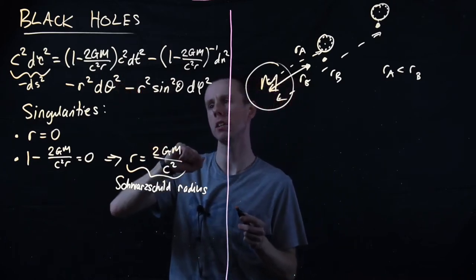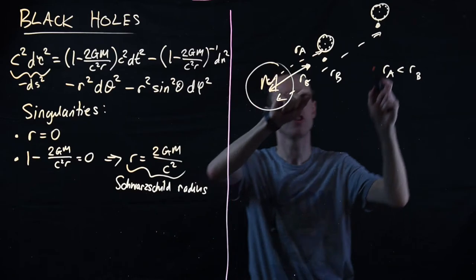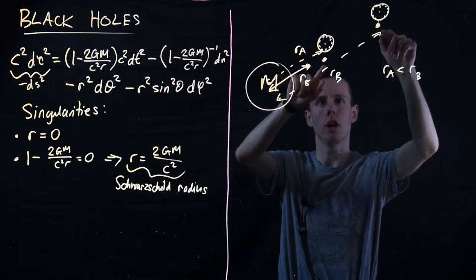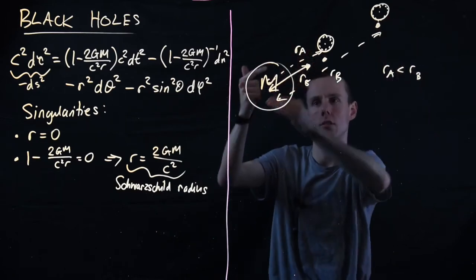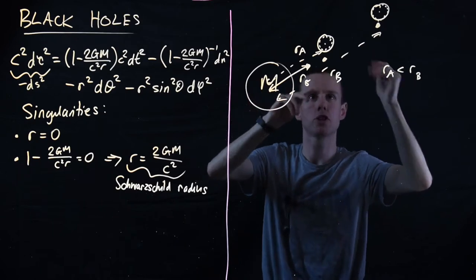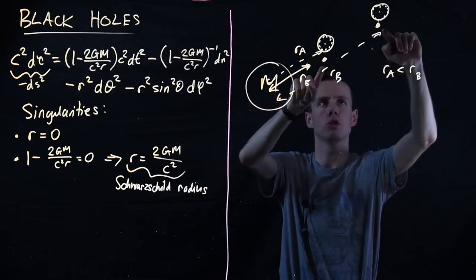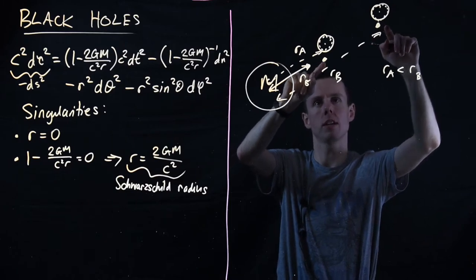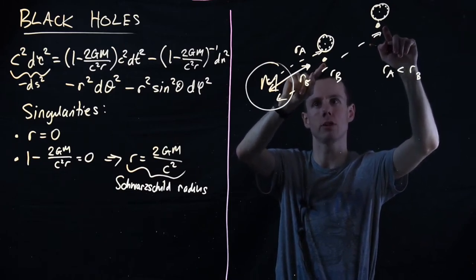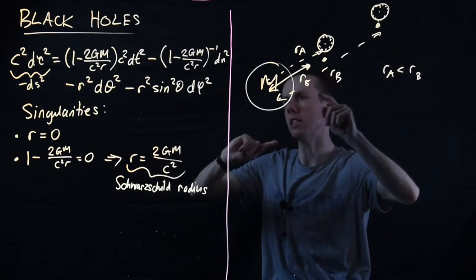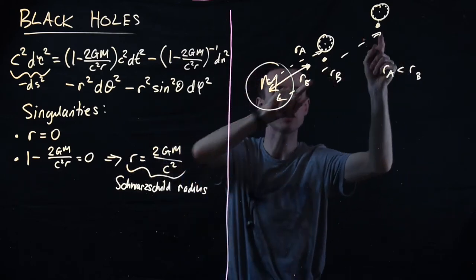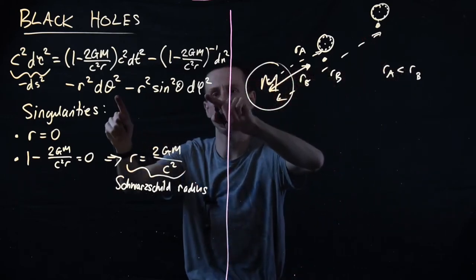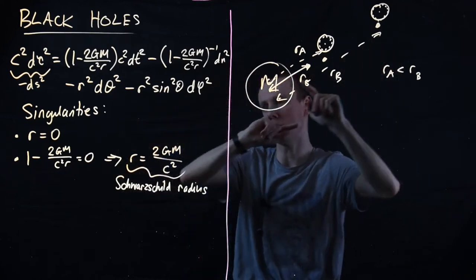So let's go over here. I want you to imagine that these two clocks, now in reality they would want to fall in towards the mass. But let's suppose that doesn't happen. Let's just suppose that we hold them here with some external force, that we just keep them suspended at these positions. So in that case, their space coordinates don't change. So r, theta, and phi don't change for either of these two clocks.